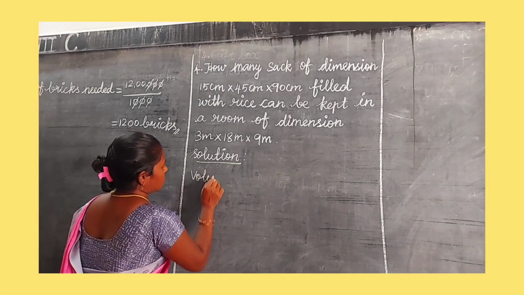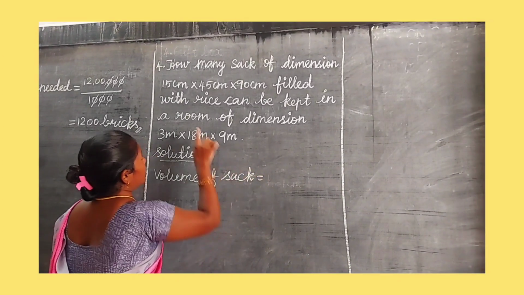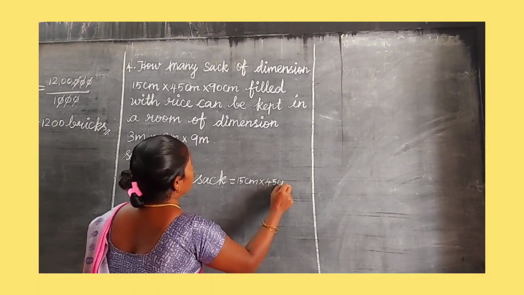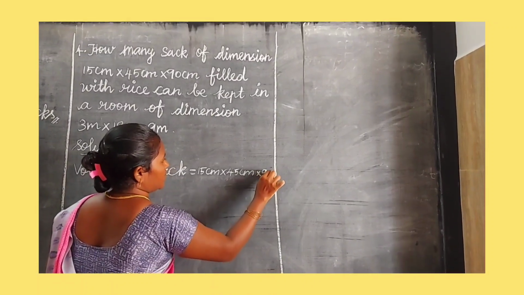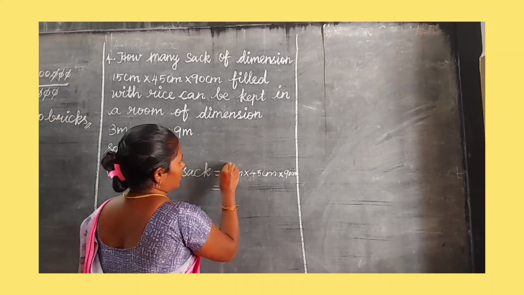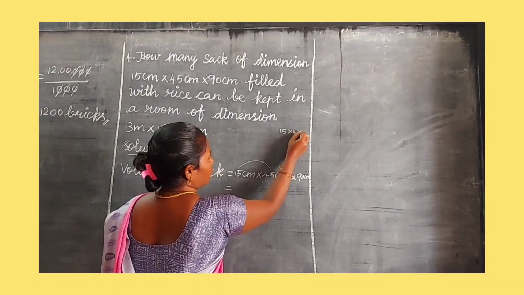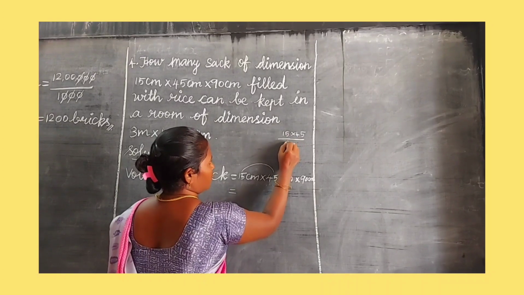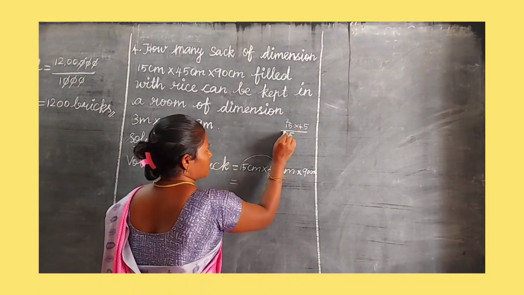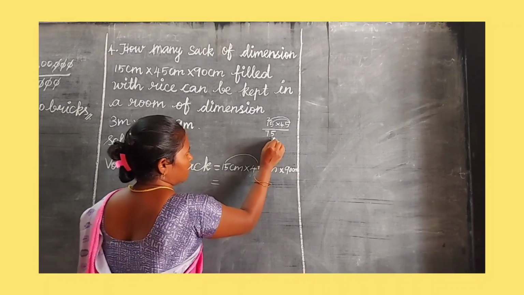First step, volume of sack is equal to 15 centimeter into 45 centimeter into 90 centimeter. Now multiply the values. First we have to multiply 15 into 45. 5 fives are 25, write 5, carry 2. 5 ones are 5, 5 plus 2 is 7. Next we multiply by the next digit, so put a plus symbol.